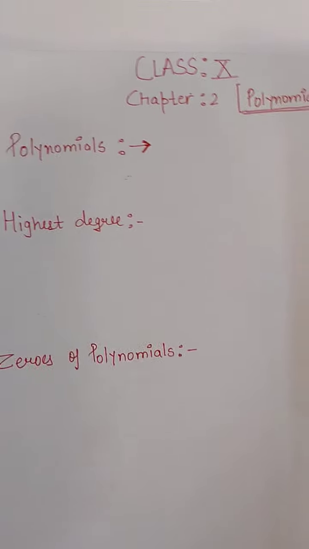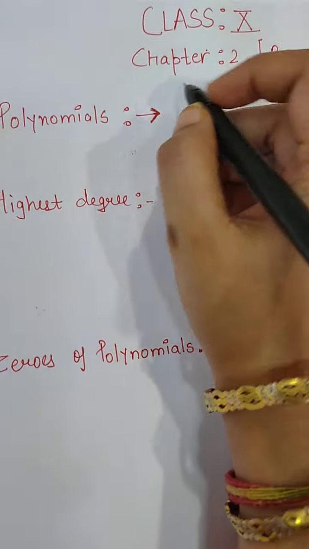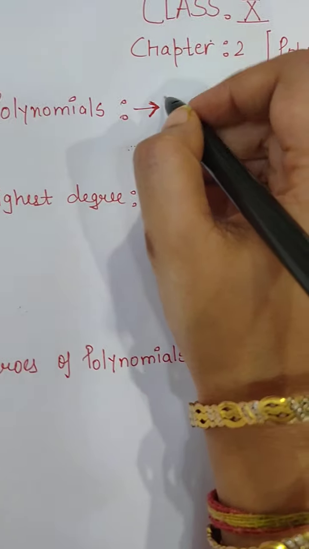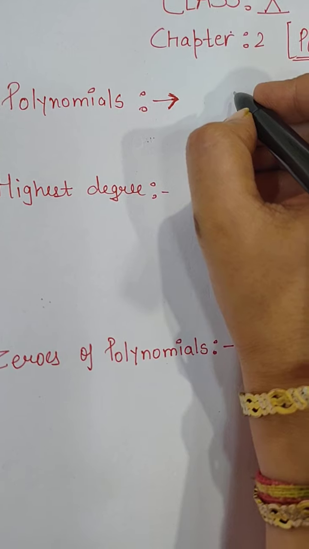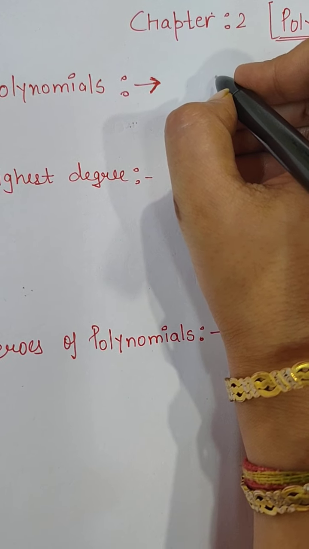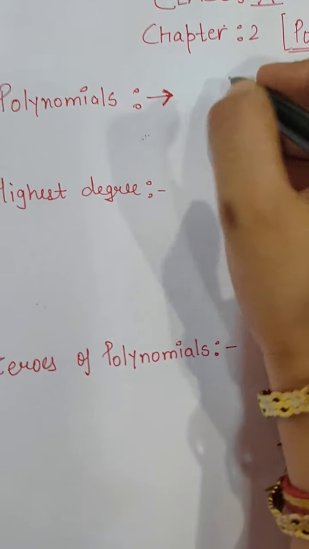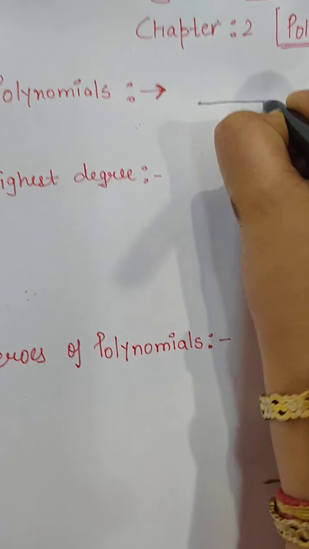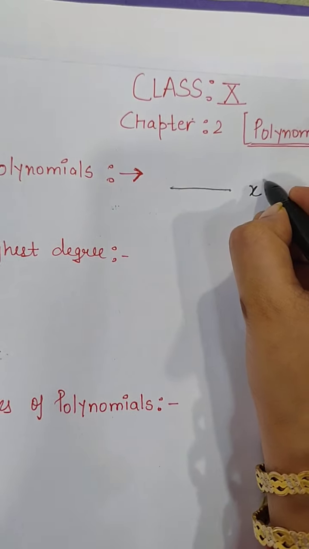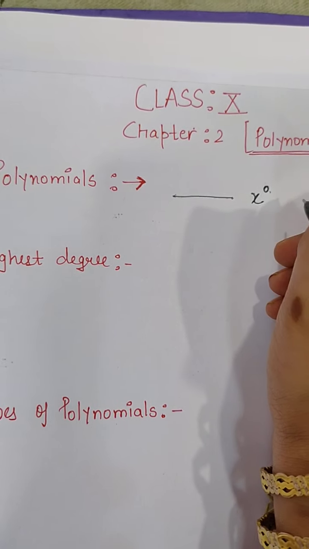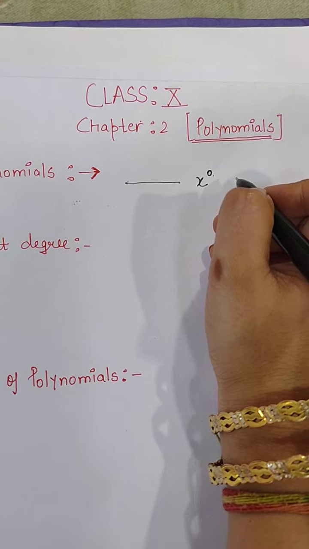So first of all, what are polynomials? Polynomials are algebraic expressions. In any expression, if the power of the variable is a whole number, 0 to any number, then that expression is called a polynomial.